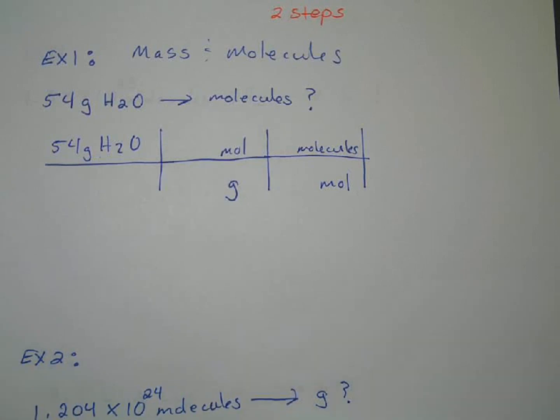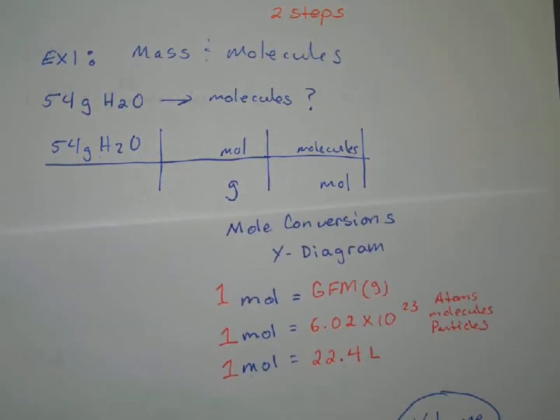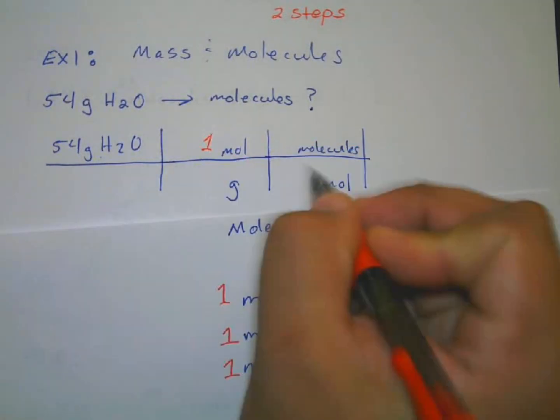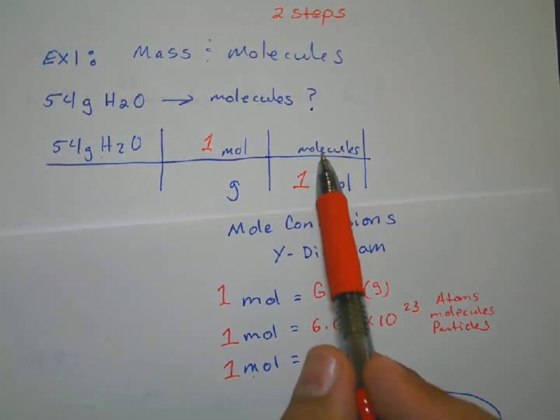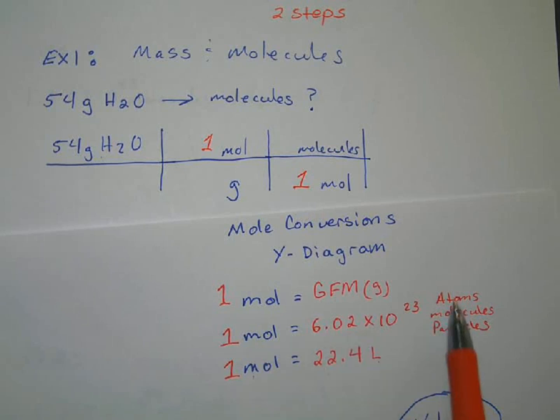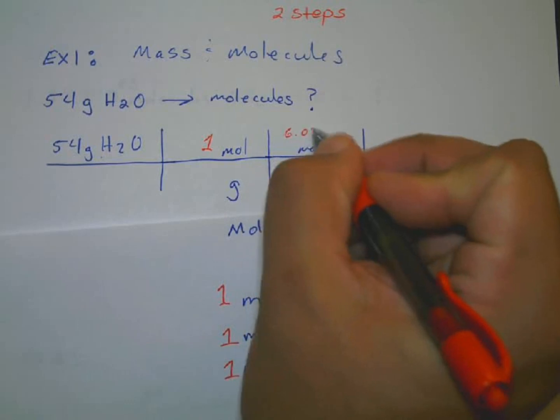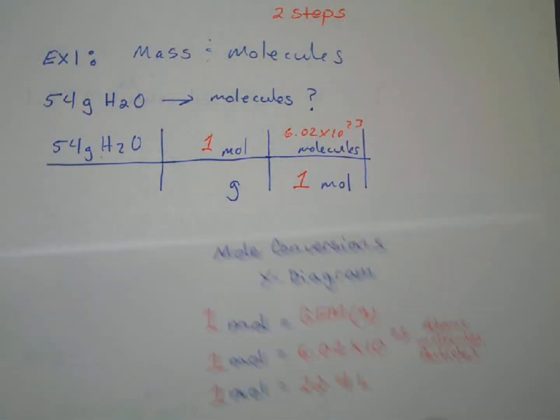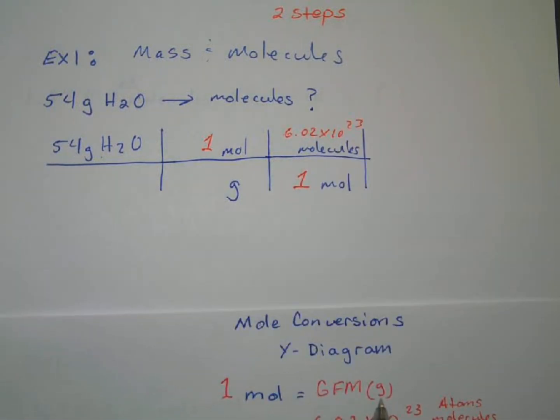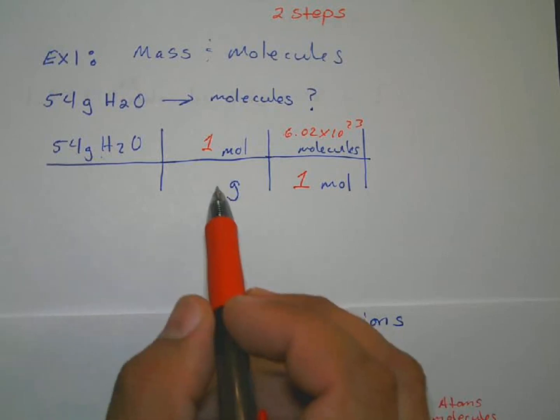To plug in numbers, we're going to use our conversions right here. 1 mole equals this stuff. This is what you're going to use. That's where the numbers come from. So let's start with moles first. What do moles always get? Moles always get 1. Let's do the molecules. Molecules, atoms, and particles always use 6.02 times 10 to the 23rd. And finally, if we see grams, we have to use the GFM. So I have to calculate the GFM so I can plug it in right here.